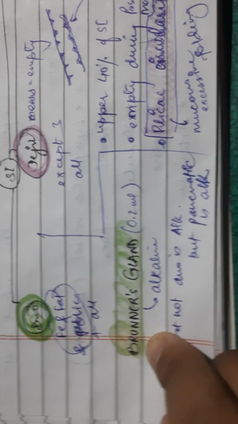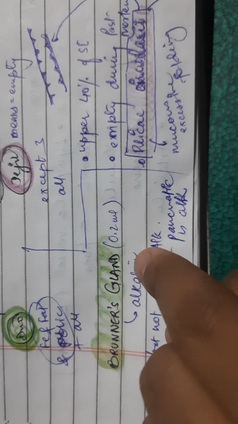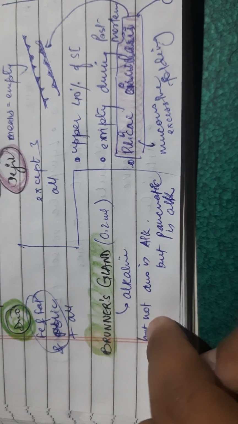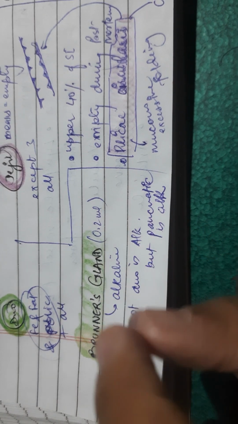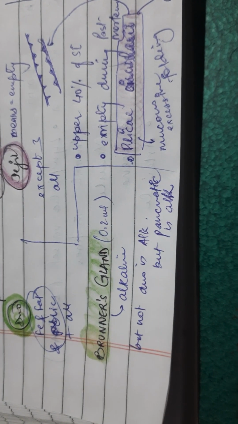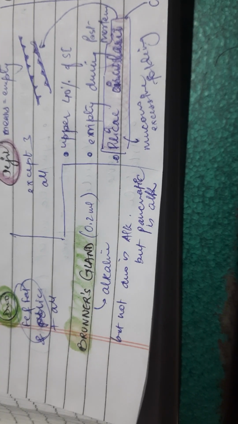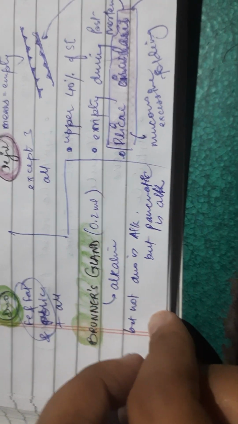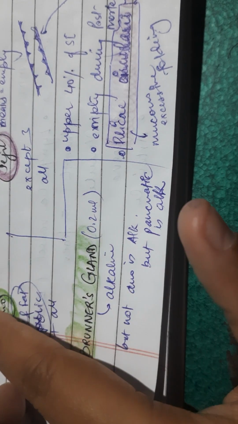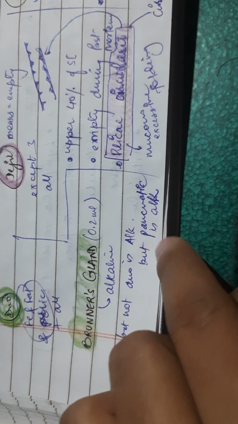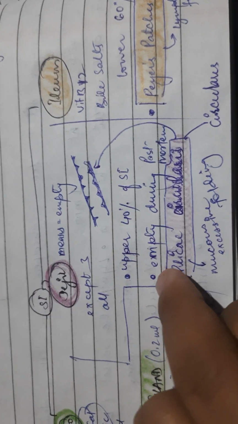The duodenum contains Brunner's glands, which secrete 0.2 ml. The duodenum itself is not alkaline; Brunner's gland secretion is alkaline, but it is very small, 0.2 ml, so it does not affect the pH of the duodenum. But pancreatic secretion is alkaline.